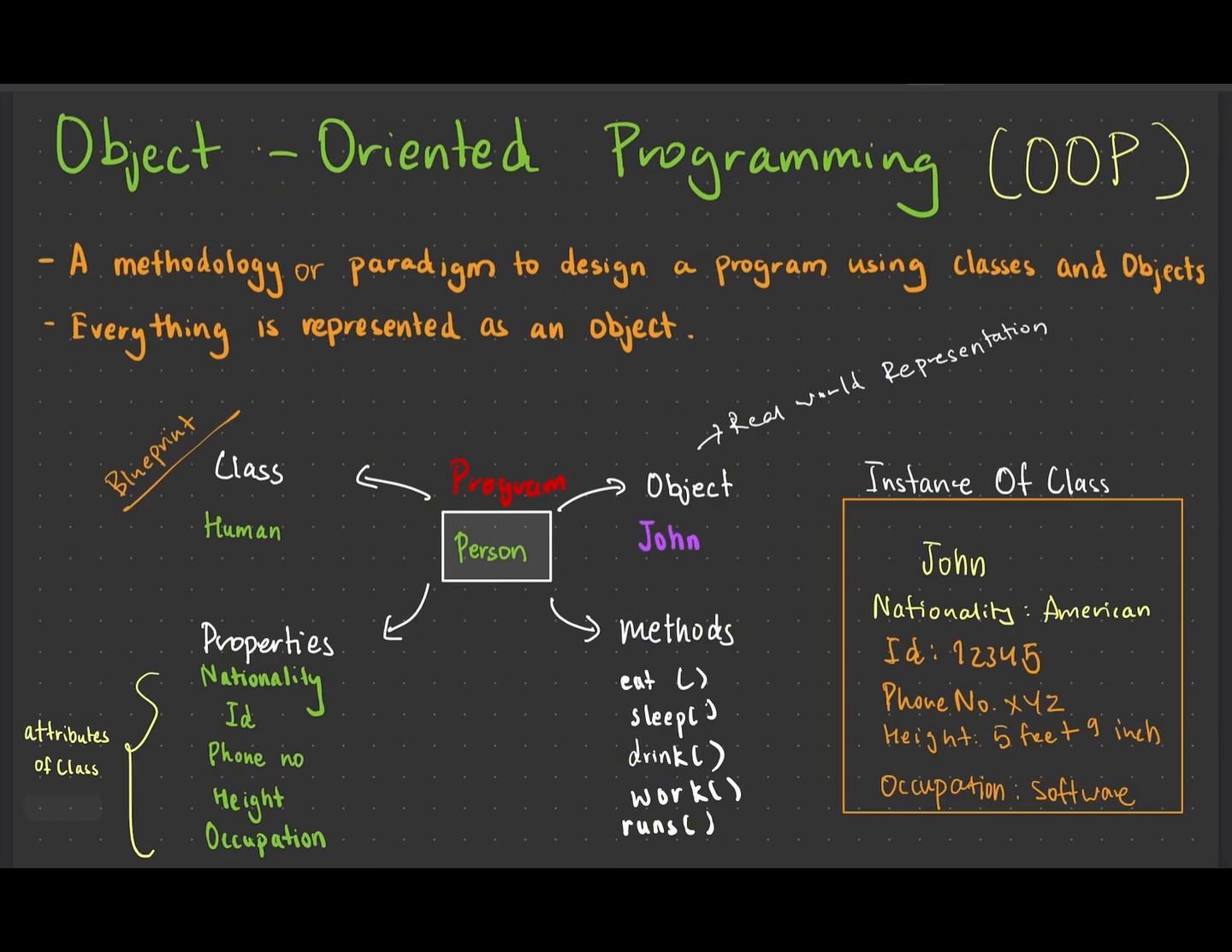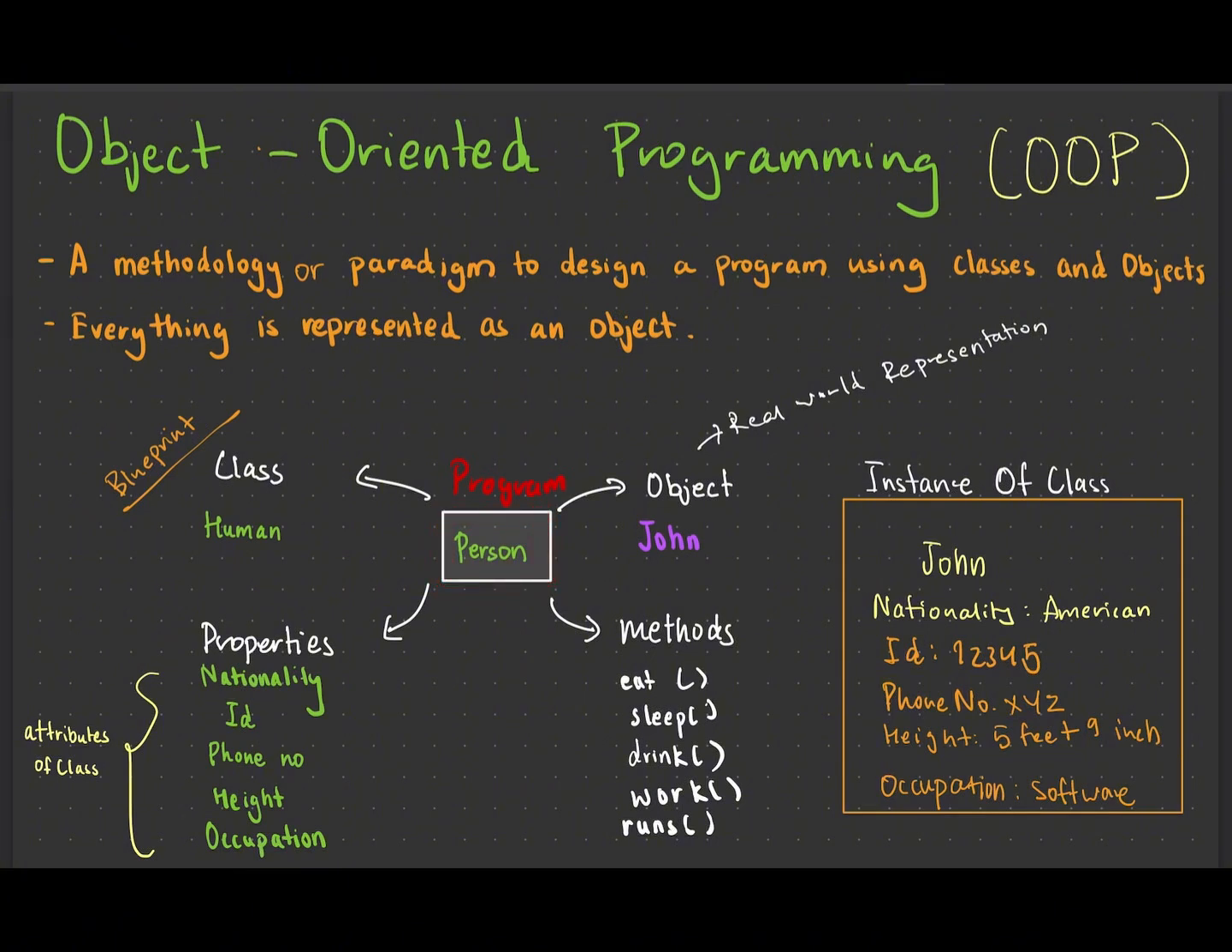Object-oriented programming, OOP, is a methodology or paradigm to design a program using classes and objects. So you could think of it as a program where everything is represented as objects in classes. So let's look at this example to make it easier to understand. Think of a person. A person can be represented as a program.